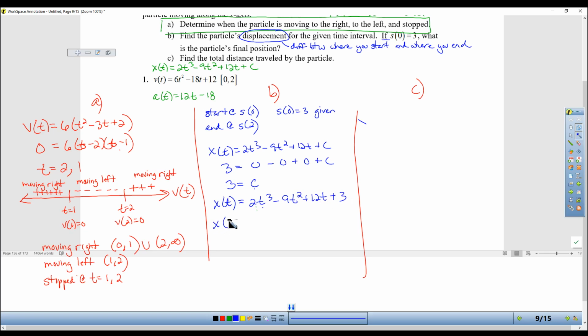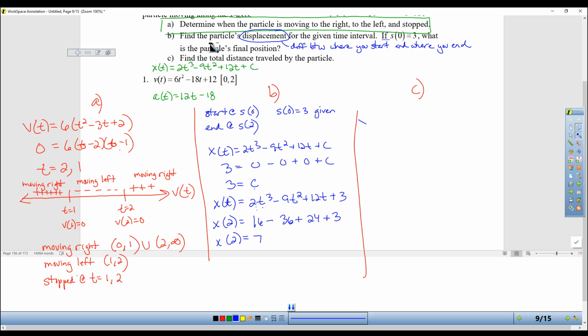So what is the position at time 2? It's going to be 8 times 2 is 16, minus 9 times 4 is 36, 12 times 2 is 24, and then plus 3. So x of 2 is going to be, what does that come out to be? 7. But they don't want that.